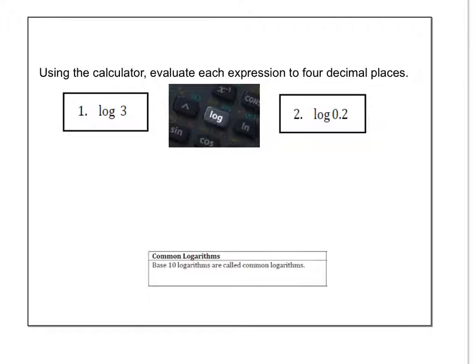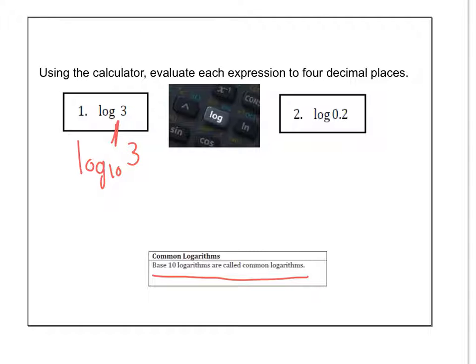Using a calculator, evaluate each expression to 4 decimal places. Notice something, guys, that there's no number down there. Usually you have log base 7 to the 4th or something like that, where there's a number here. When there's no number there, we assume it's log base 10. We use base 10 because 10 is kind of our base number for everything. We count 1 to 10, and then we start over at 11. So the equivalent of log 3 is log base 10 of 3.